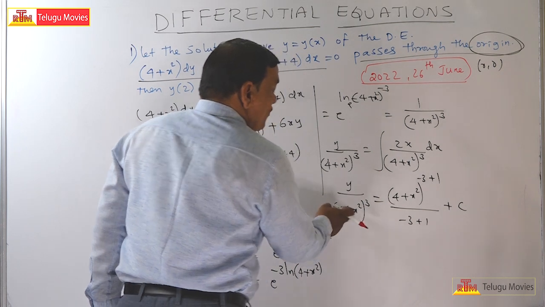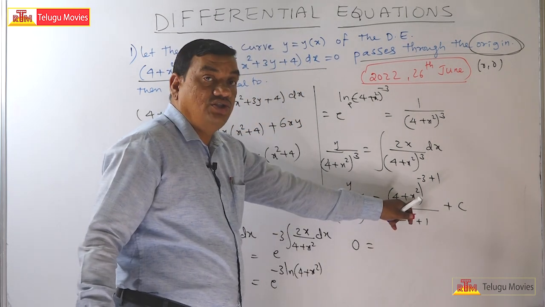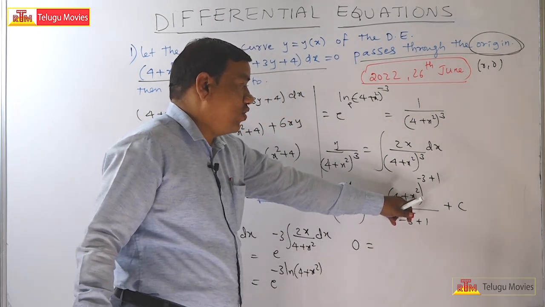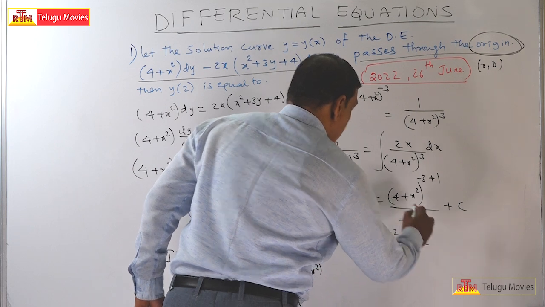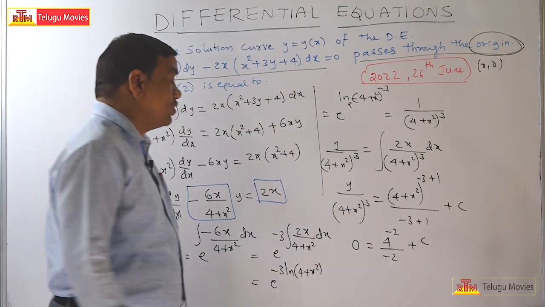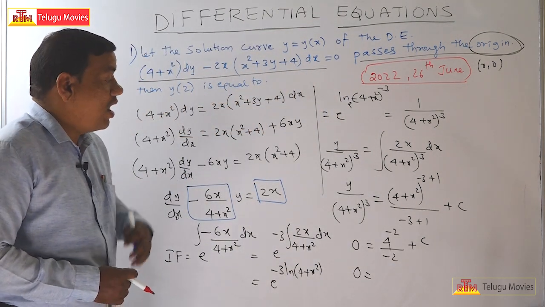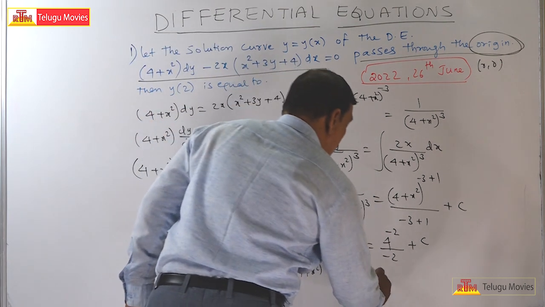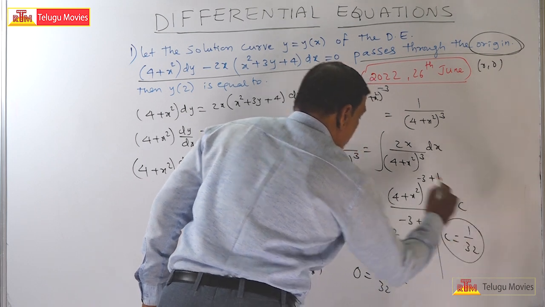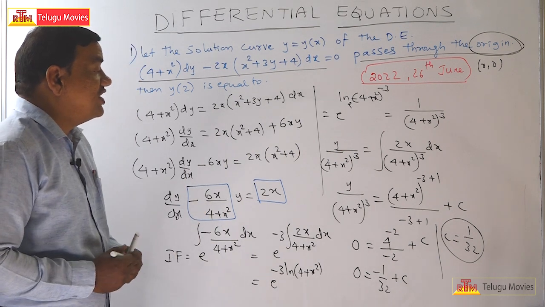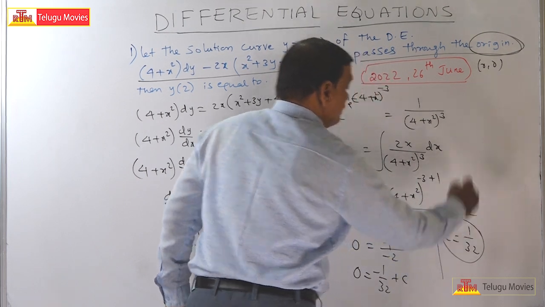So this is 0 by 4 plus 0, on the whole this is 0. 0 is equal to 4 power minus 2 by minus 2 plus c. So this value is equal to how much? 0 is equal to 1 by 4 square, 16, already 2 is there, 32, minus 1 by 32 plus c. Therefore, c is equal to 1 by 32 we got. So the constant of integration is 1 by 32.